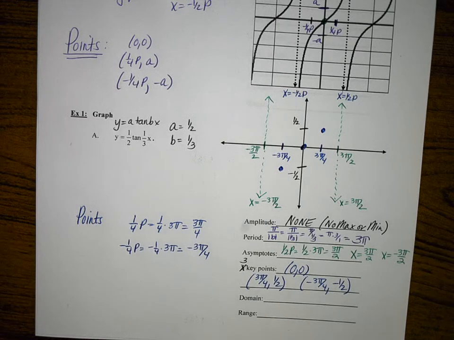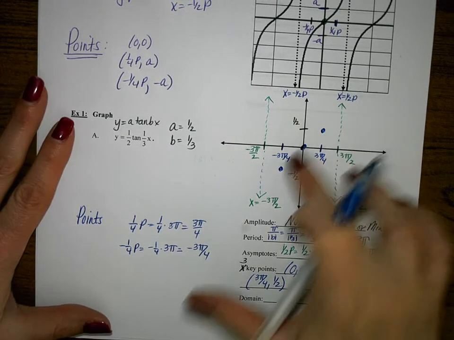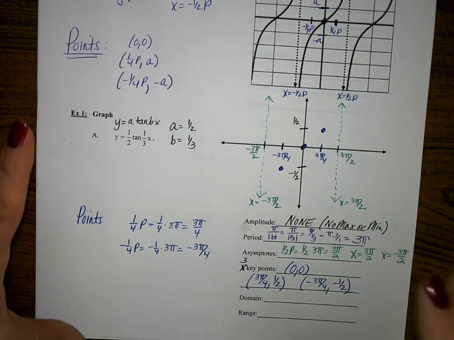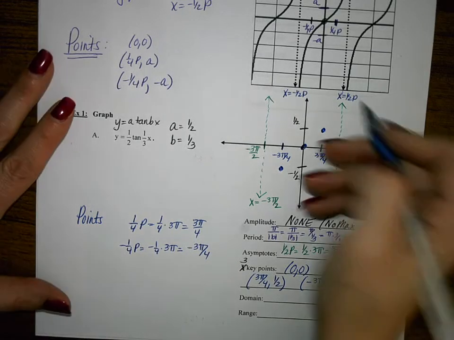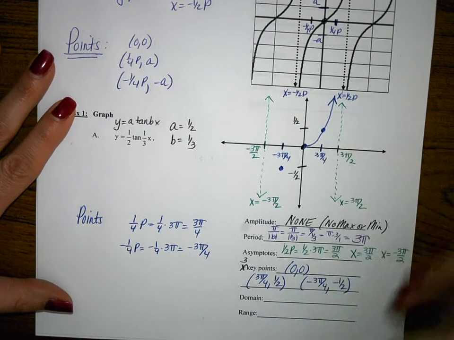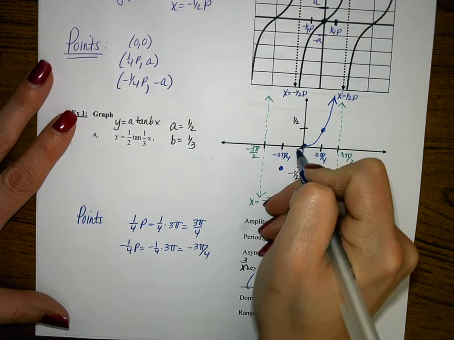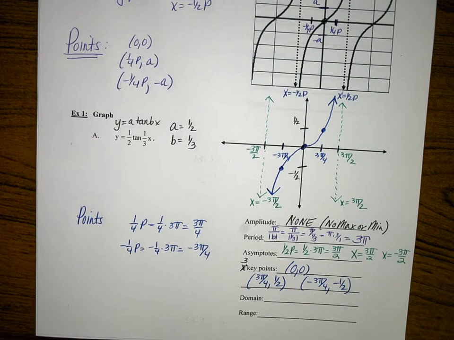Now, I know that this kind of looks like a line, but it's not a line. It's like a snake curve built inside of those vertical asymptotes. From 0, 0, it goes up through this point, approaching that vertical asymptote, and from 0, 0, it curves down, approaching that vertical asymptote.